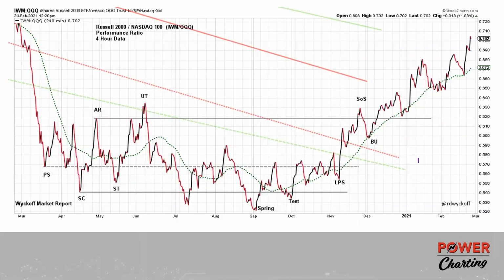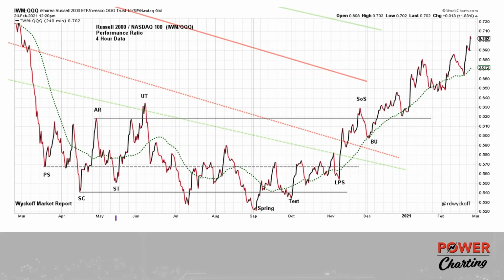This is the chart that I did, which is my value to growth ratio. I did it in reverse. So I'm showing the Russell 2000 as a value, small cap value, compared to the triple Qs, which is big cap growth, which has been so dominant for so long.